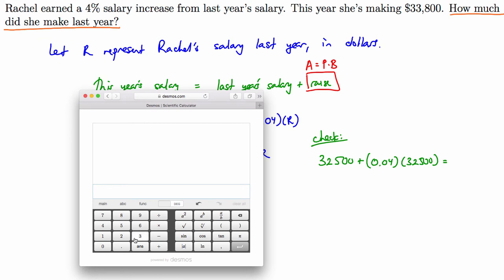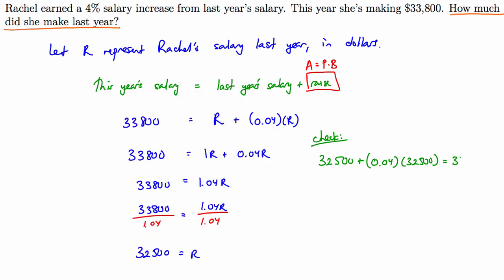Typing this into the calculator, $32,500 plus 0.04 times last year's salary of $32,500. The calculator does show us that her salary this year would be $33,800. So we have now checked that that actually is a true statement. And knowing that the calculation works out as it should, we can answer the question.